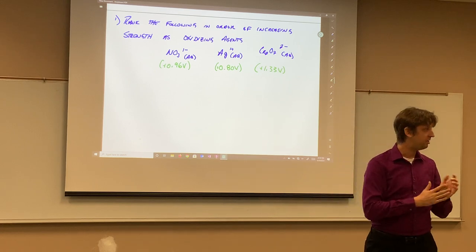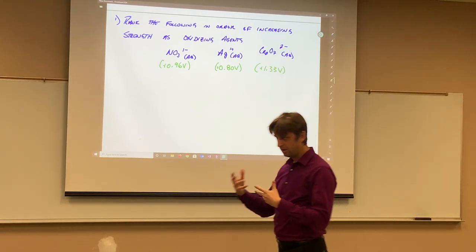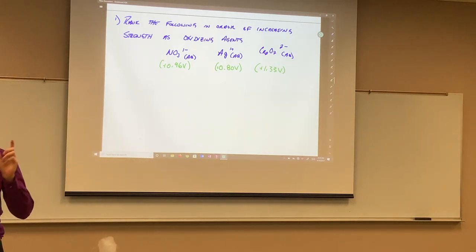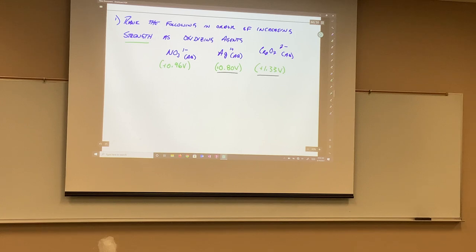I just found these specific half reactions in the tables. And it's going to be specific to these, so make sure you are picking the right charge for the different metals. If you remember some of the examples we had, iron 2 plus and iron 3 plus. So what does this information tell us? The strength as an oxidizing agent, or which one is easier to get reduced, is going to be the strongest. So silver is going to be the weakest, then nitrate, and then our dichromate.